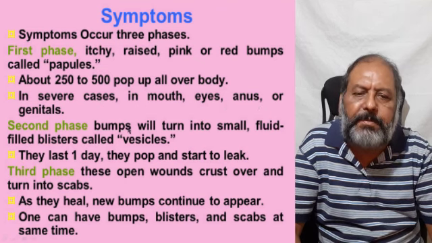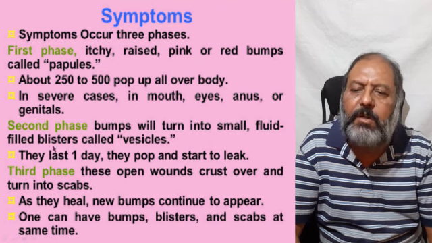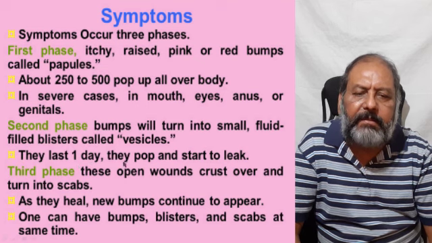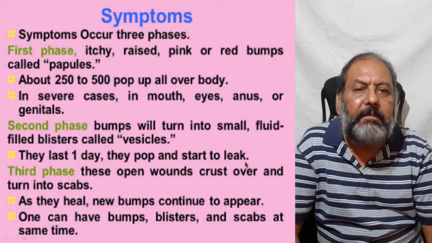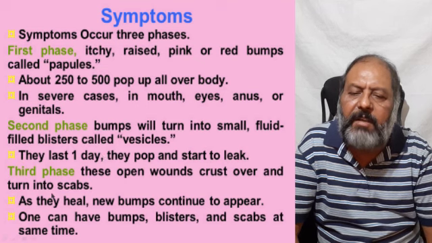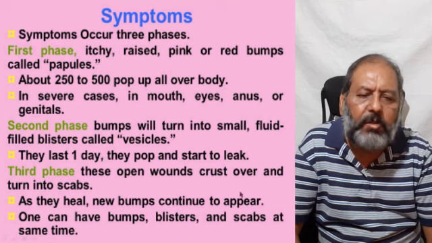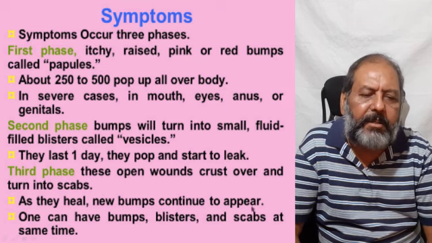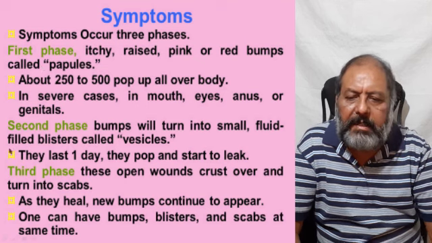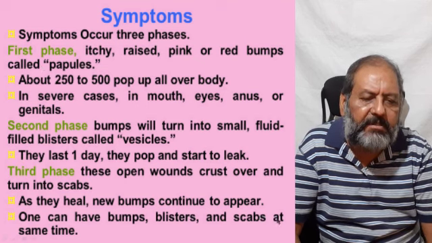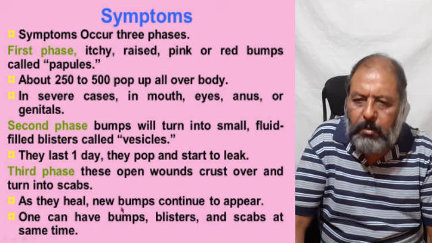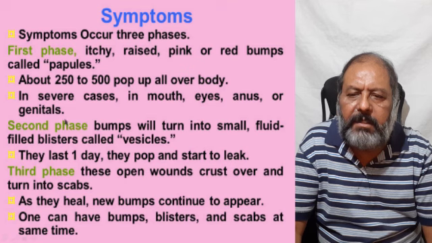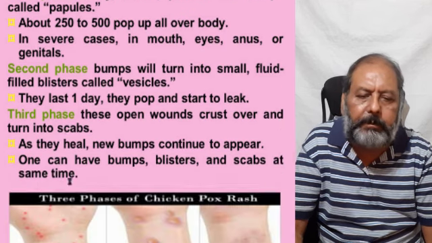In the second phase, the bumps turn into small fluid-filled blisters called vesicles, and they last one day, then they pop and start to leak the fluid inside. In the third phase, these open wounds crust over and turn into scabs, and as they heal, new bumps continue to appear as in the first phase, and one can have bumps, blisters, and scabs at the same time. So the new crops are coming with the first phase, and already the second phase is going into the third phase.